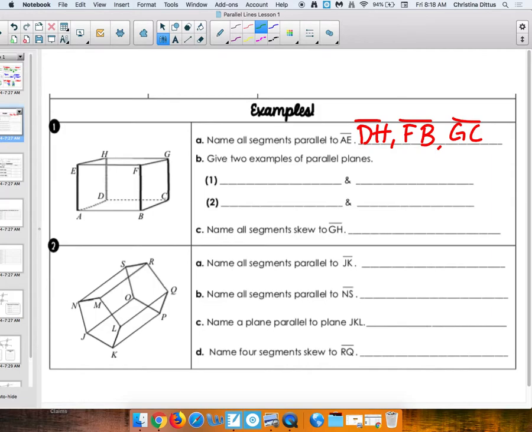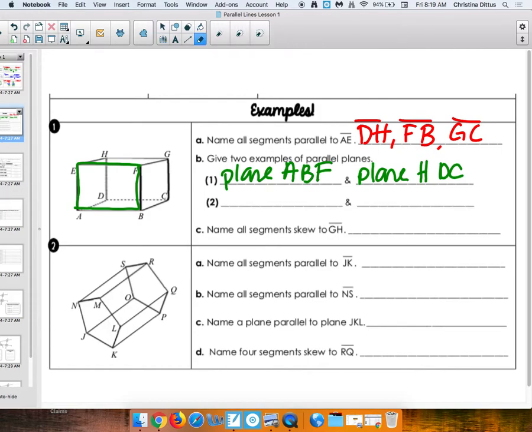Parallel planes, like parallel lines. If we start with plane ABF, so that's like my front side. Which one's parallel to it? HDC. HDGC, yeah, the back side. Planes only use 3 letters, so any of those 3. Would you say HDC? That works.